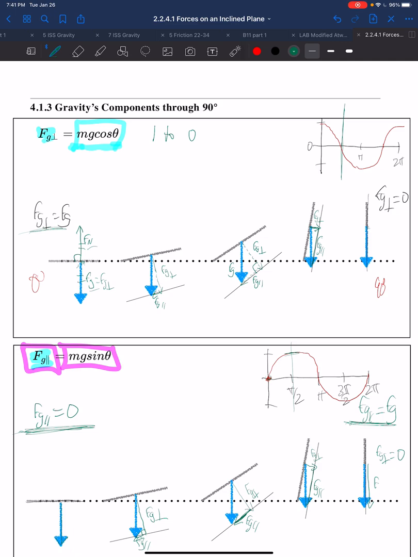When we have a vertical wall, none of gravity is pulling it into the wall. All of it is pulling it down the wall. When we are at 0, all of gravity is pulling it into the surface and none of it's pulling it sideways. And so these are how the components behave and why, as we go from 0 to 90 degrees.